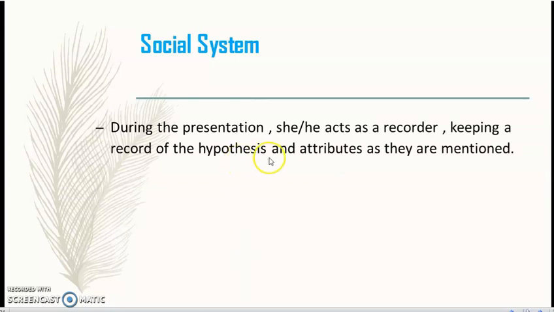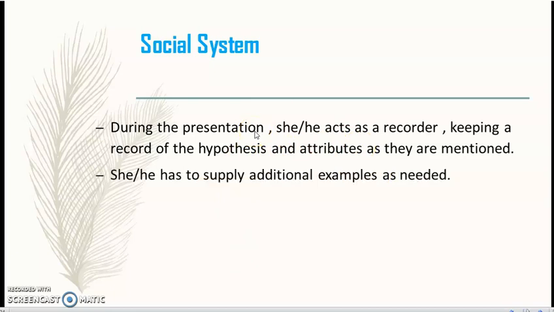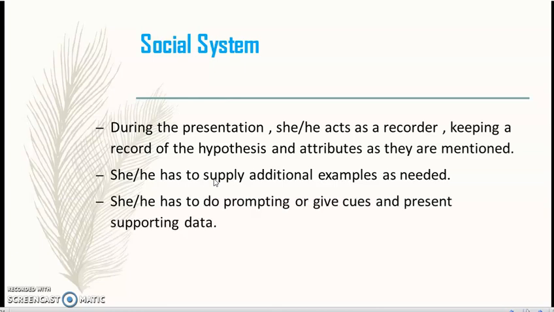And during the presentation, he or she acts as a recorder, keeping a record of the hypotheses and attributes as they are mentioned by the students. He or she has to supply additional examples as needed, if the situation demands and if the students are unable to understand the concept. The teacher should be in a position to supply additional examples. So you need to carry a few additional examples with you before you start with an activity using the concept attainment model.